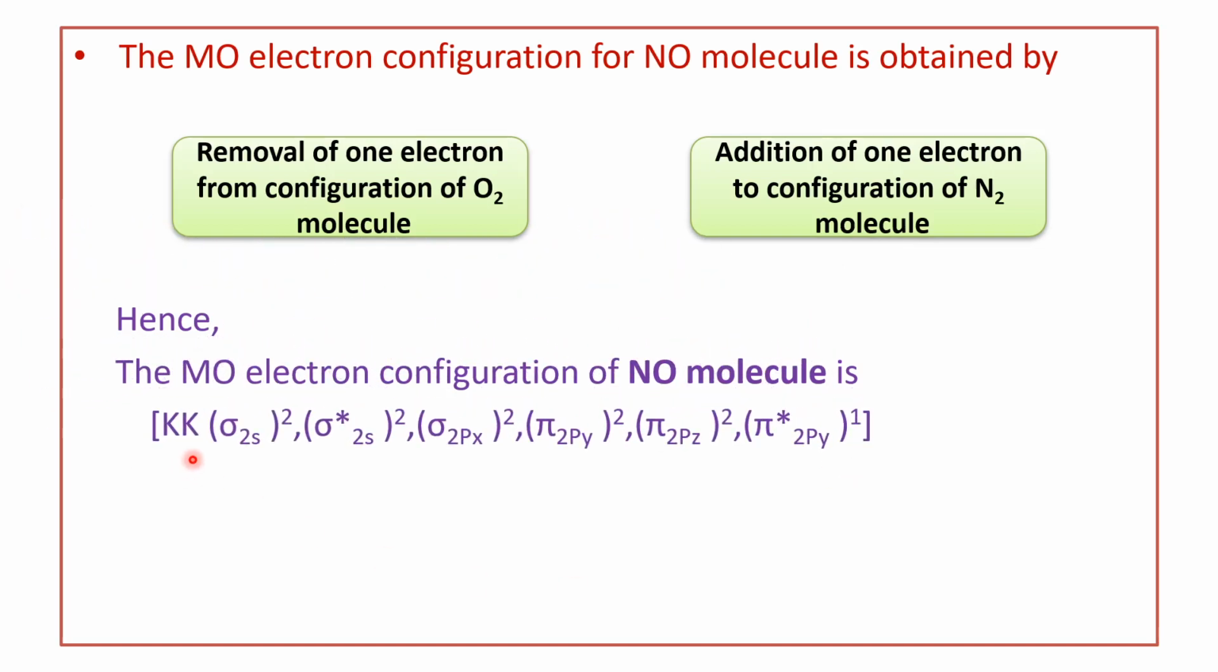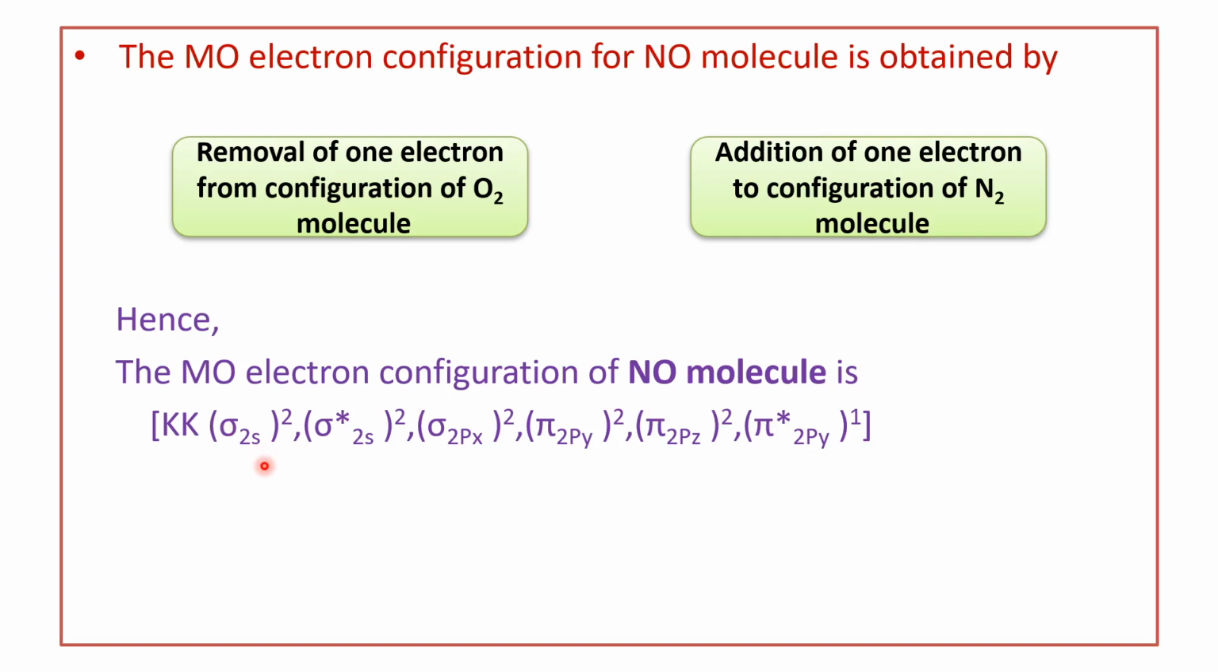KK, that is for the 1s2, 1s of nitrogen and 1s of oxygen. There is sigma 2s2, sigma asterisk 2s2, sigma 2px2, pi 2py2, pi 2pz2, and the last one is in the anti-bonding, that is the pi asterisk 2py1. Okay, so this is the MO electron configuration of the NO molecule.